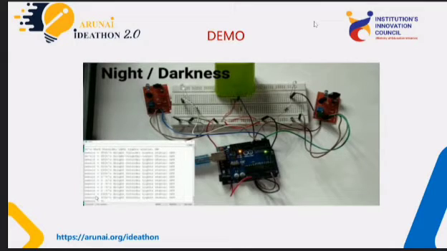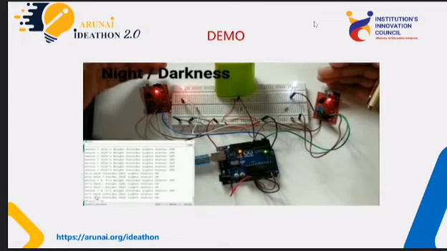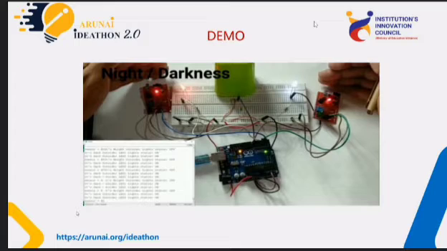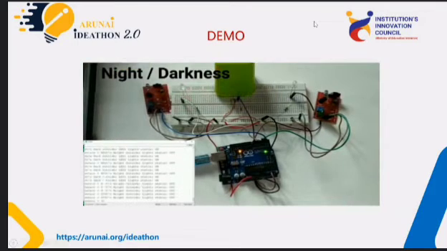Let's check the other end and place the object near the IR sensor. The LED is turned on. Now we place objects near both IR sensors simultaneously. The LED is turned on. This is our adaptive street lighting system project. Thank you.